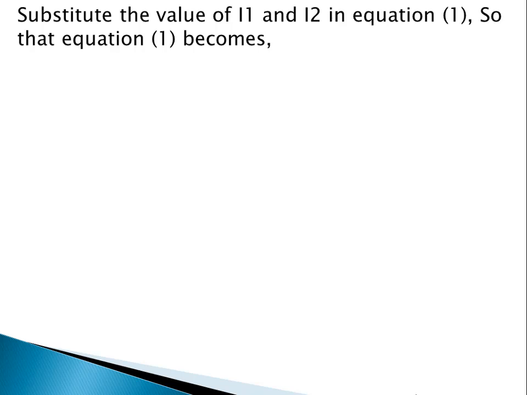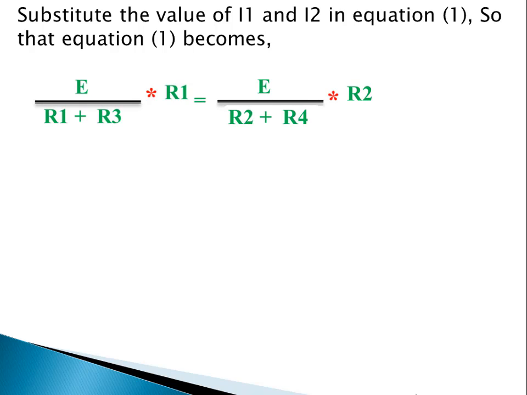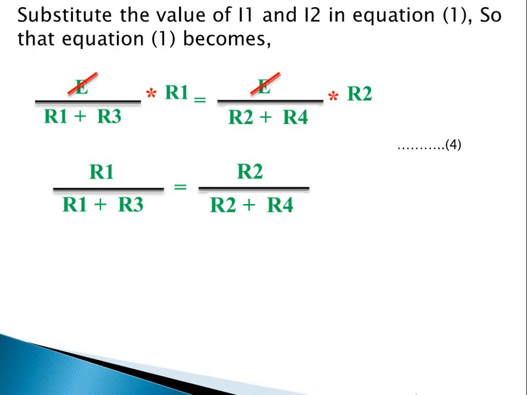Substitute the value of I1 and I2 in equation number 1, so that equation number 1 becomes E divided by R1 plus R3 into R1 is equal to E divided by R2 plus R4 into R2. Consider this as equation number 4. Now you can see here, if I cancel out E in the equation, we can rewrite this equation as R1 divided by R1 plus R3 is equal to R2 divided by R2 plus R4. Consider this as equation number 5.